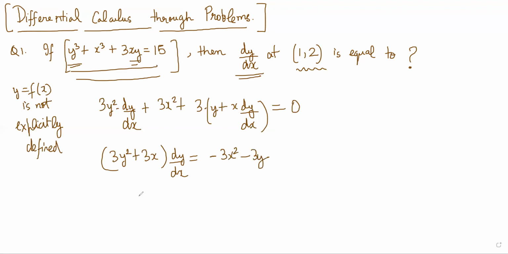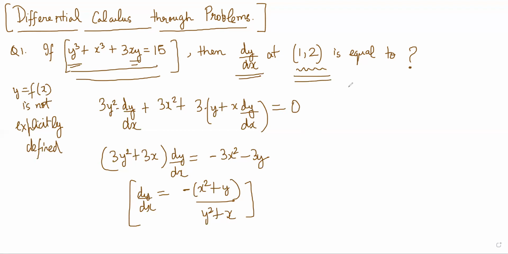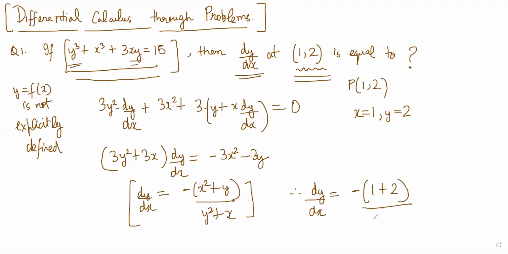And 3 can cancel everywhere and you get dy/dx = -(x^2 + y)/(y^2 + x). And we have to find the value of this derivative at the point (1, 2). So x = 1 and y = 2, right? So therefore dy/dx will become equal to -(1 + 2)/(4 + 1), right? So it becomes -3/5.